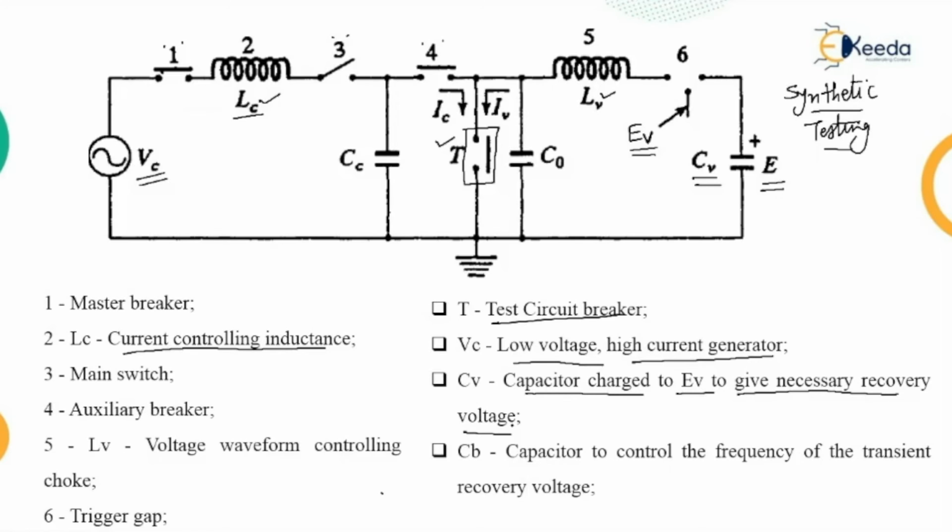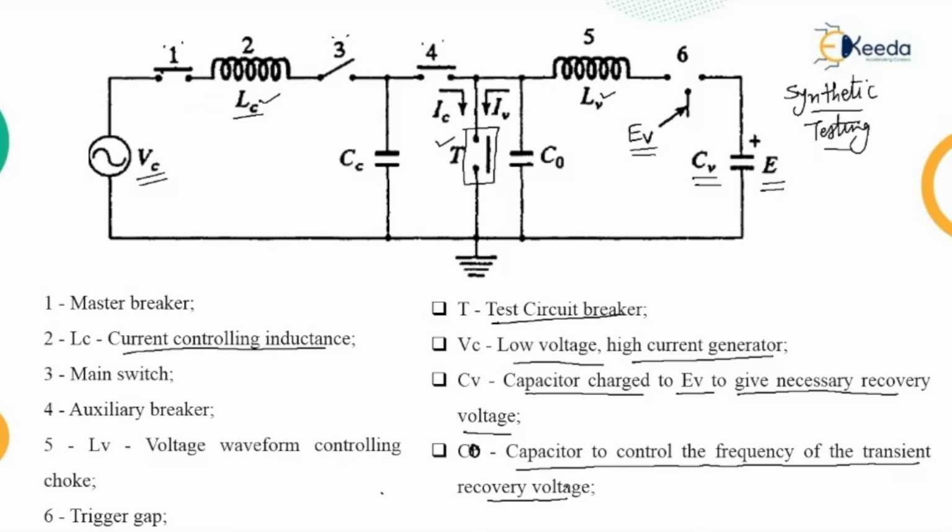This is C0. C0, that is the capacitor to control the frequency of the transient recovery voltage. So these all are the abbreviations which are explained in the diagram.